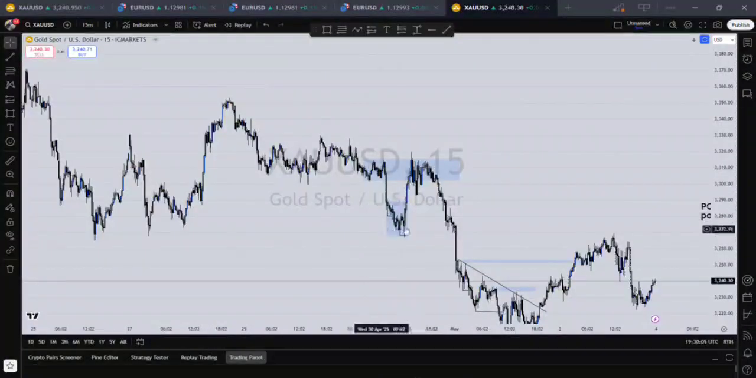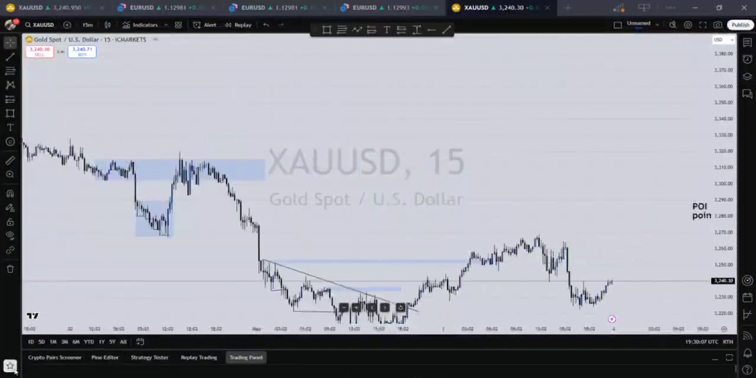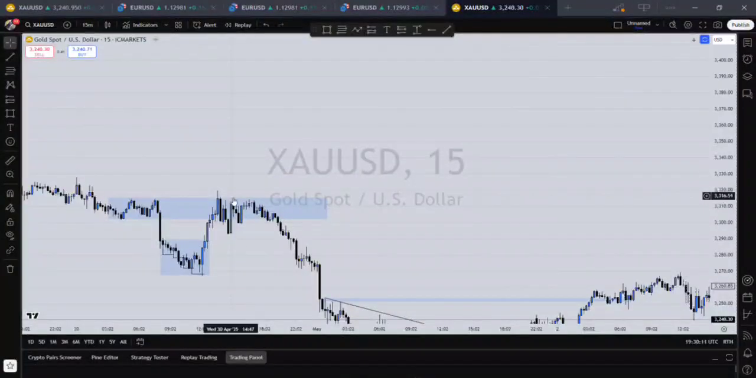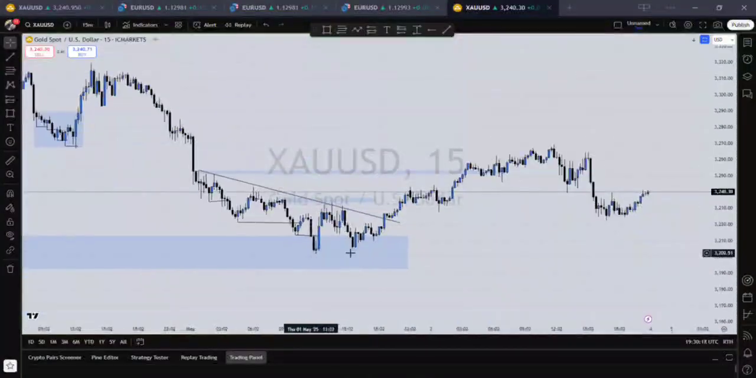wait for the range structure to be broken. If price is creating such a range structure, wait for the range structure to be broken. Target the immediate sell POI. Okay, because it's a bearish trend, just like here.